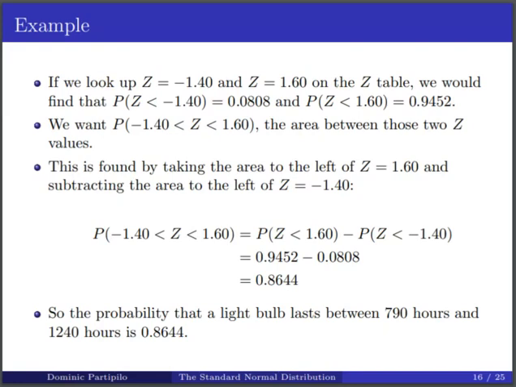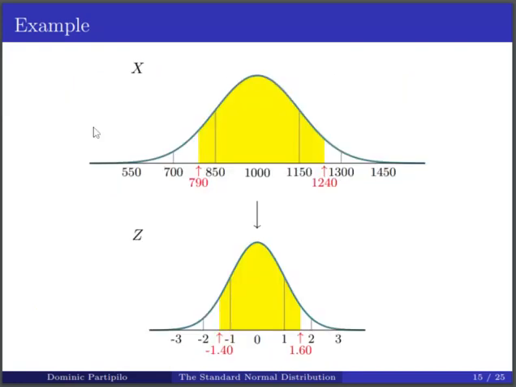So what we can do here is take the area that's to the left of this 1.6, the entire area, including this tail, and then subtract off the area that's to the left of this -1.4. We're taking this whole area right here, and then subtracting off this little white tail right here, and what we're going to be left with is this yellow region right here, which is what we're interested in.